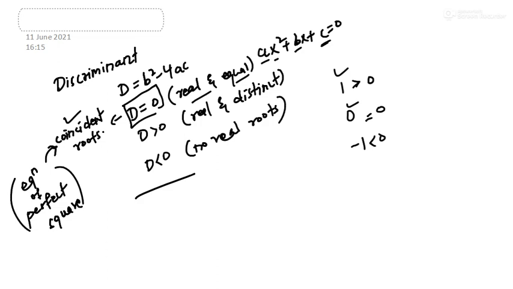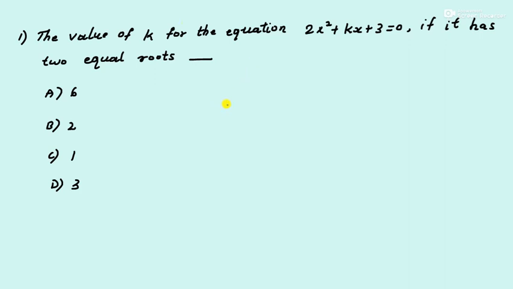So let us start. This is the first question. The value of k for the equation 2x square plus kx plus 3 equals 0, if it has two equal roots. Here it is based on the nature of roots. For two equal roots, d should be equal to 0, where d is b square minus 4ac. This should be equal to 0.